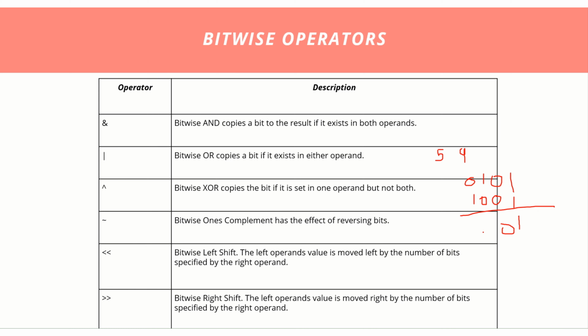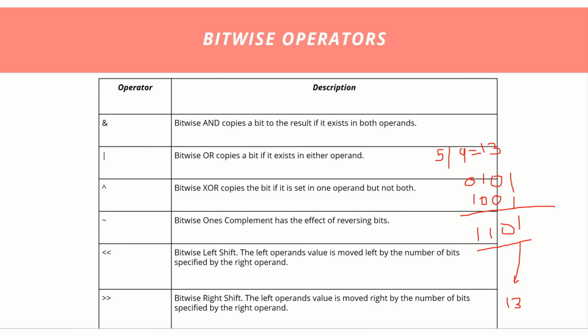1 1 0 1, which is 1 1 0 1. In decimal, this represents 13. So 5 OR 9 will give us the output 13.